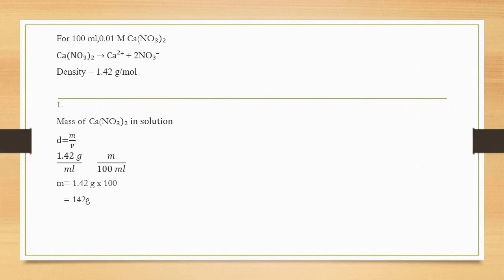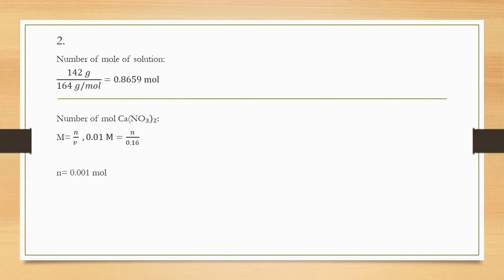Now for 100 ml, 0.01 molar calcium nitrate, we have the formula density. So we use the same way like the other one. We find a mass, and we get the mass of calcium nitrate is 142 gram. We find the number of mole of solution, and we get 0.8659 mole. Then we calculate the mole of calcium nitrate, and we get 0.001 mole.